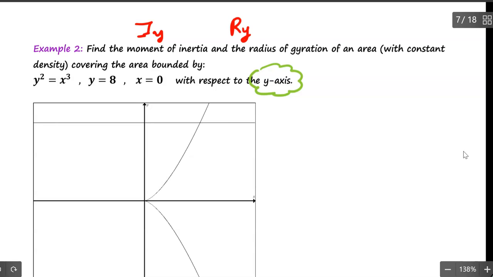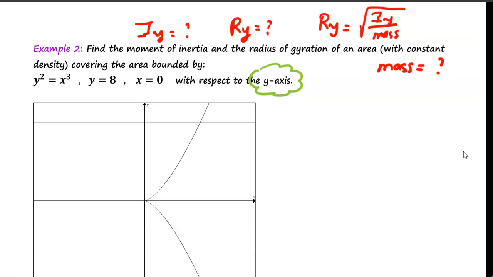And what is the formula for RY? So RY is equal to the square root of IY divided by mass. And we need to find the mass before we can find the RY. Alright, so the first thing we are going to do is shade in the area that I need to work with.